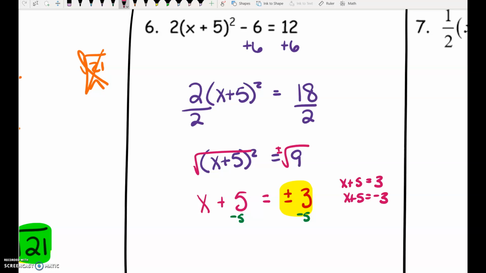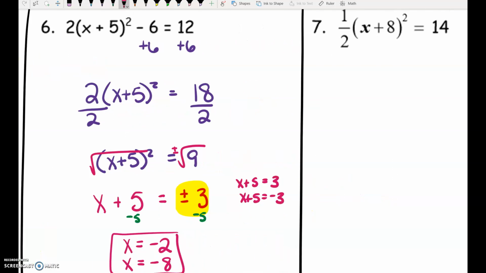So what is positive 3 minus 5? -2. And what is -3 minus 5? Negative 8. Our two solutions are negative 2 and negative 8. So this parabola would cross the x-axis at negative 2 and at negative 8.